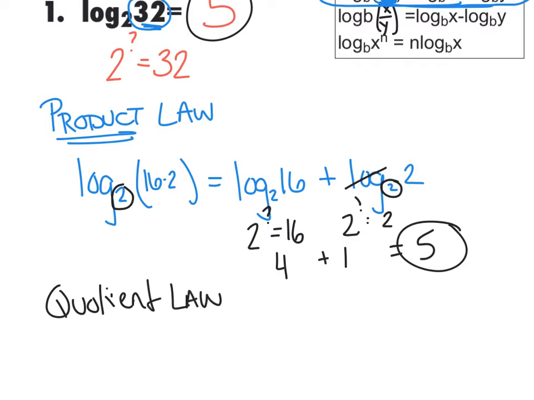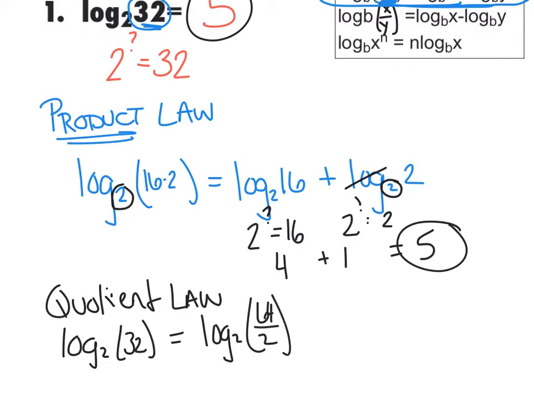Okay, so again, I just want to go back and replace 32 with a quotient. So let's pick two numbers. What two numbers divide to 32? I'm going to replace 32 with 64 divided by 2. So I'm making a quotient, and now I'm going to apply that property. That property says, take the log of the top minus the log of the bottom. So this is equal to log base 2 of 64 minus log base 2 of 2.